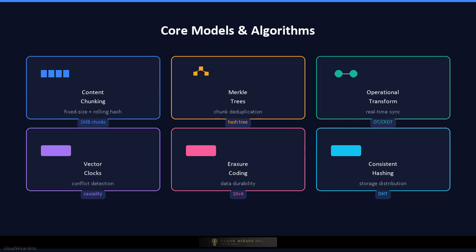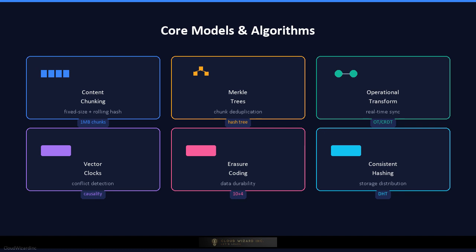Chunking uses content-defined chunking with rolling hashes to split files efficiently, ensuring similar files share chunks. Deduplication uses Merkle trees to compare chunk hierarchies without transferring data. Sync employs operational transformation or conflict-free replicated data types to handle concurrent edits. Versioning uses copy-on-write with differential storage, storing only changed chunks between versions. The permission model uses capability-based access control with inheritance and role-based permissions.